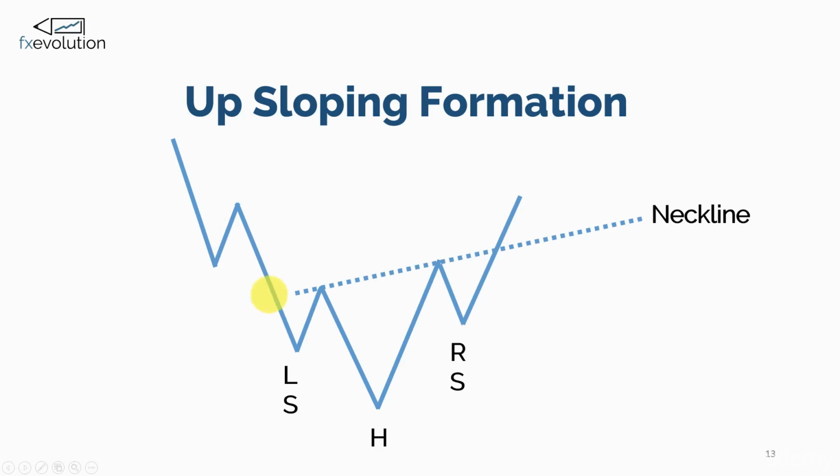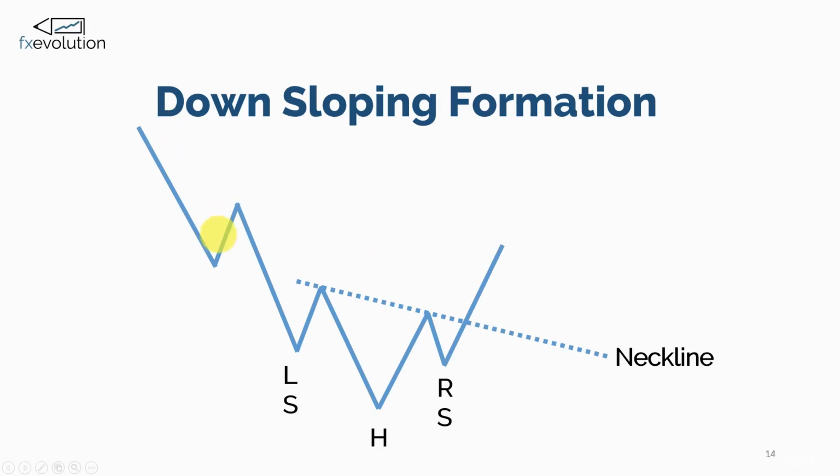Here we have our upward sloping formation. So our left shoulder, our head, and our right shoulder, and our neckline. And our downward sloping formation. So our left shoulder, our head, our right shoulder, and our neckline.